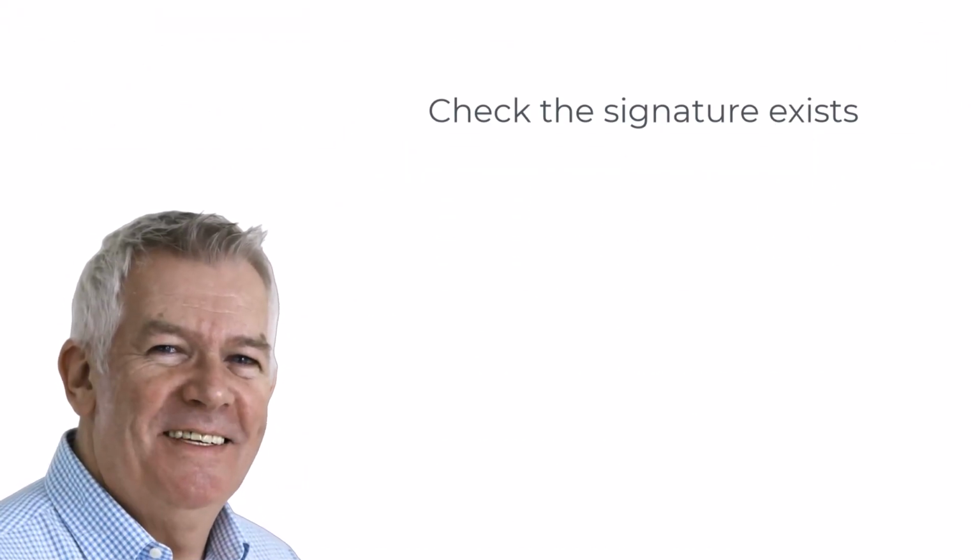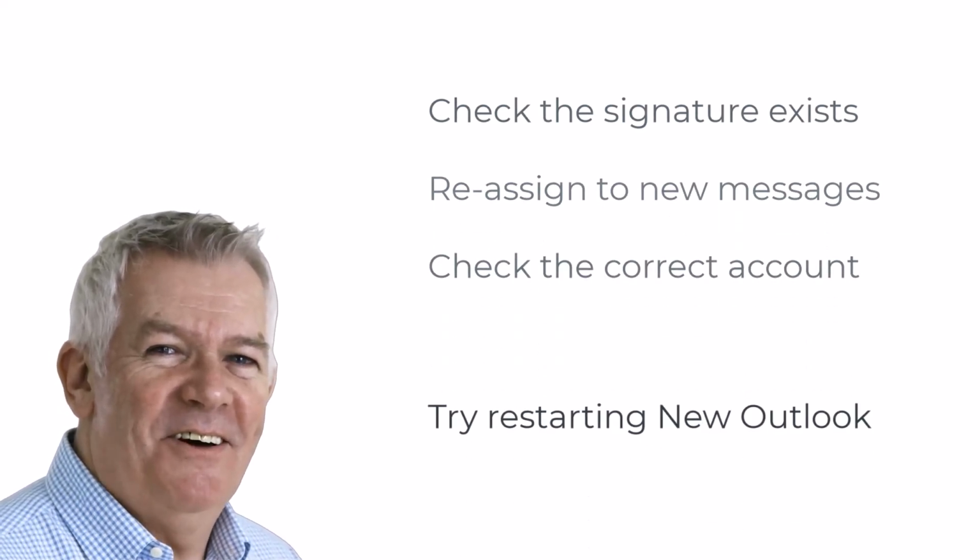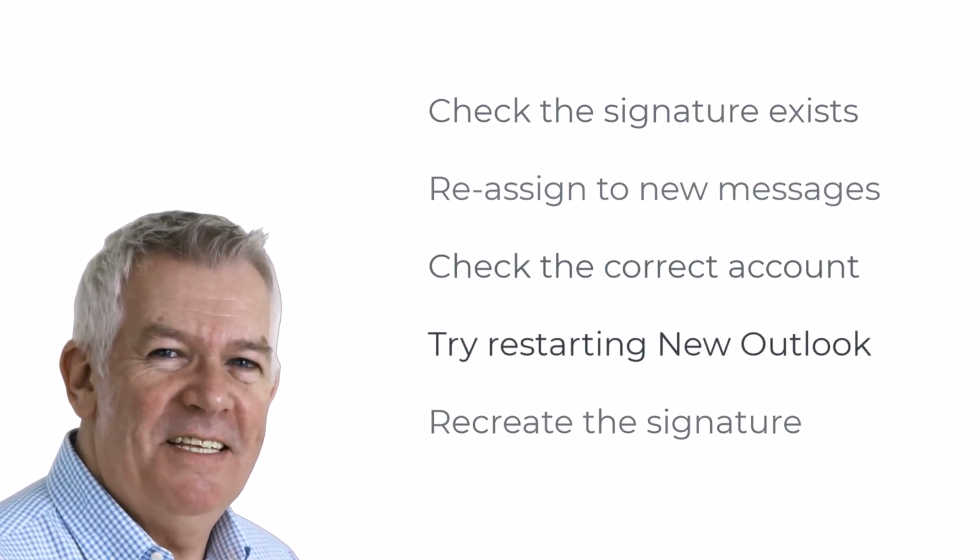So if your Outlook signature suddenly disappears, check the signature exists, reassign it to new messages, check the correct account, restart Outlook, recreate the signature if needed. Usually one of those fixes solves it immediately.